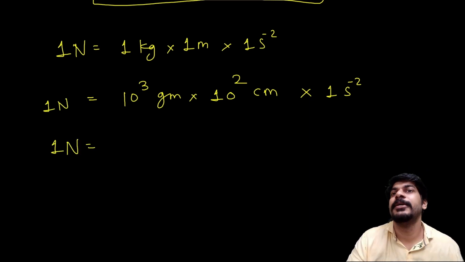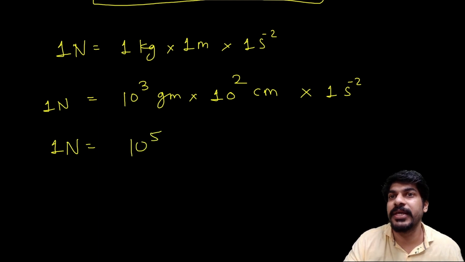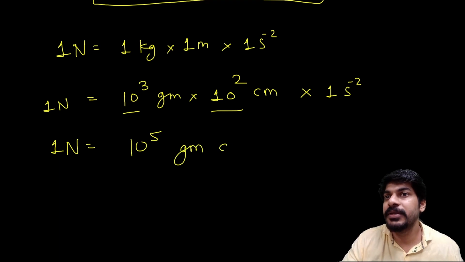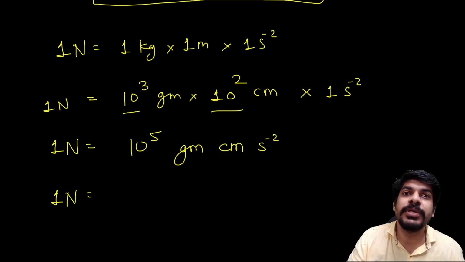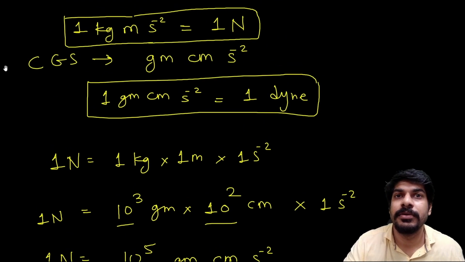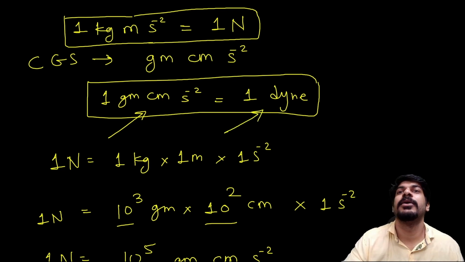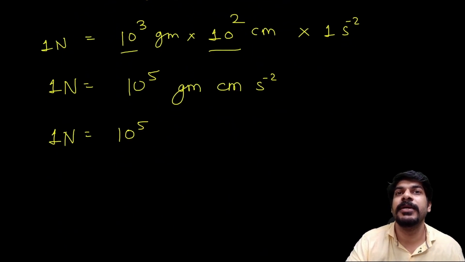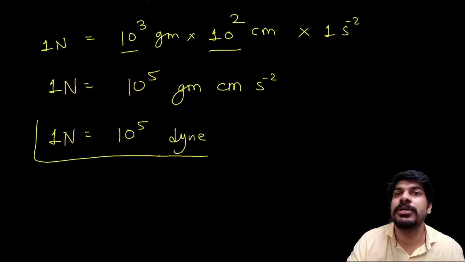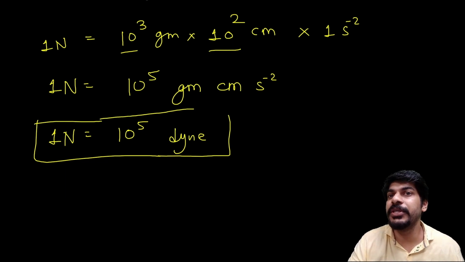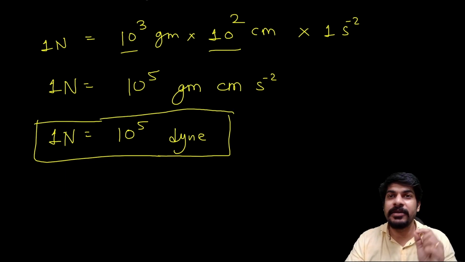Let's calculate this. This will be 10 raised to 5. You can see 10 raised to 3, 10 raised to 2, it will be 10 raised to 5 gram centimeter second inverse squared. We have just said 1 gram centimeter second squared is nothing but 1 dyne, so we can write 1 Newton is equal to 10 raised to 5 dyne. In this way we have got the conversion factor between Newton and dyne.